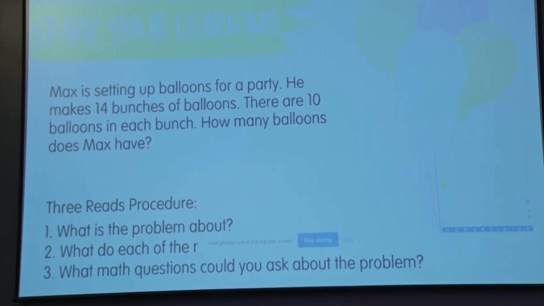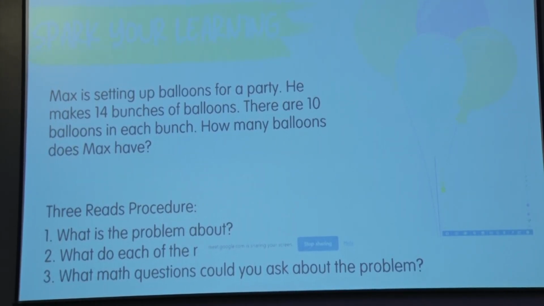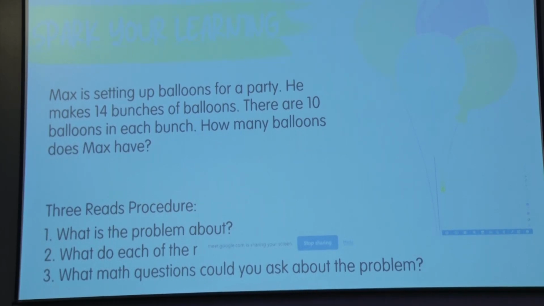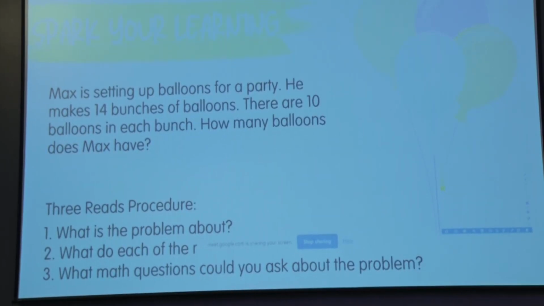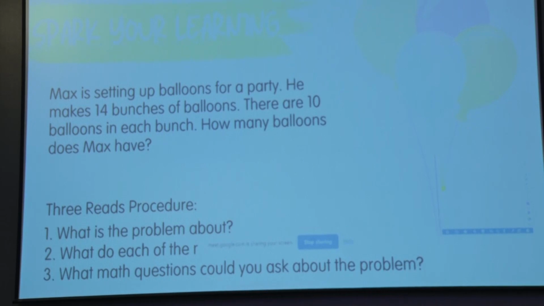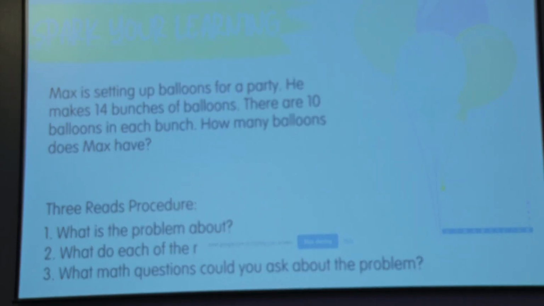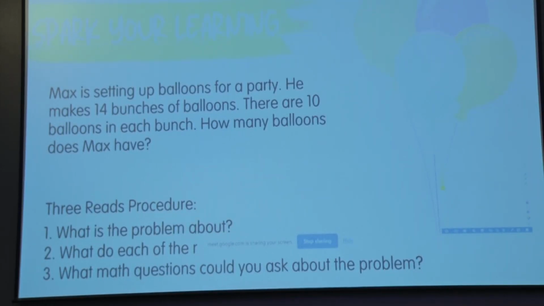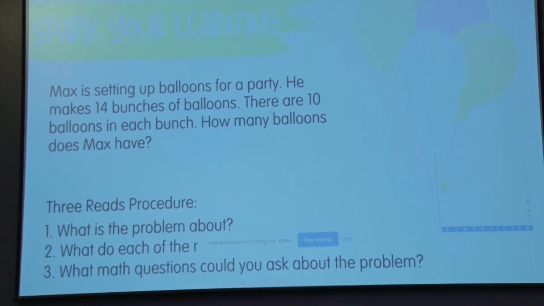Yes, ma'am. We want them to understand what they're doing. We're not finding out how many people are at a party, right? We want them to make sense of the problem. So I'm going to read it again. Max is setting up balloons for a party. He makes 14 bunches of balloons. There are 10 balloons in each bunch. How many balloons does Max have?